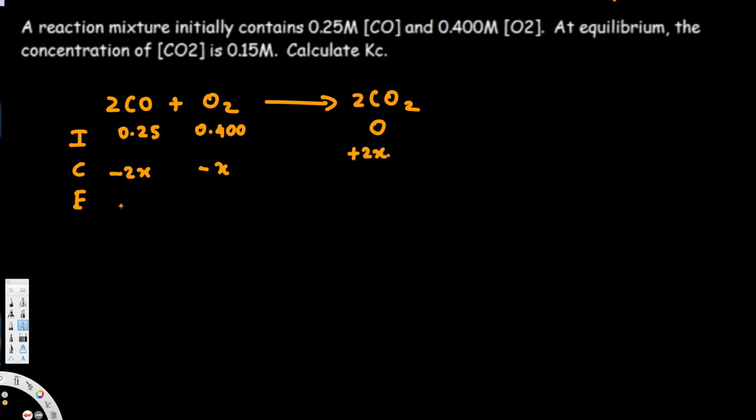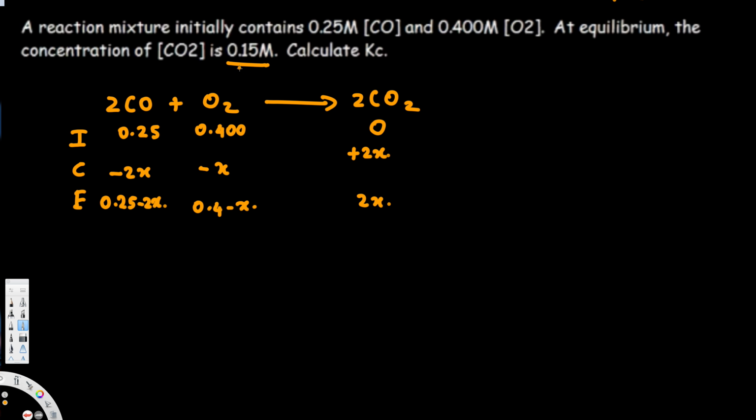And then finally the equilibrium is just the addition of these things. Now here if I add this together, 0 plus 2x gives us 2x, and this is going to be just 0.4 minus x, and this is going to be 0.25 minus 2x.